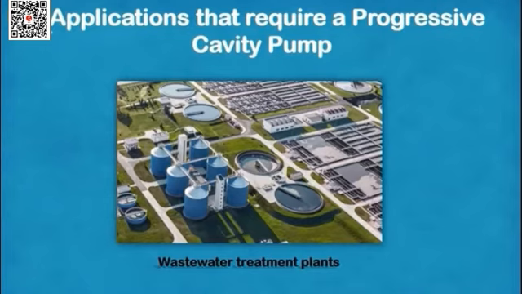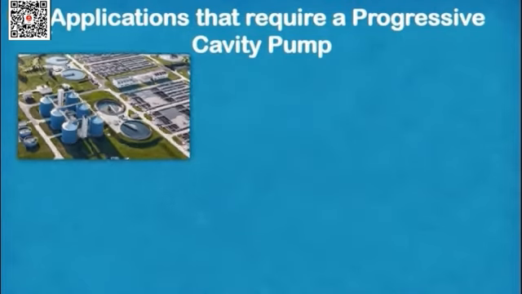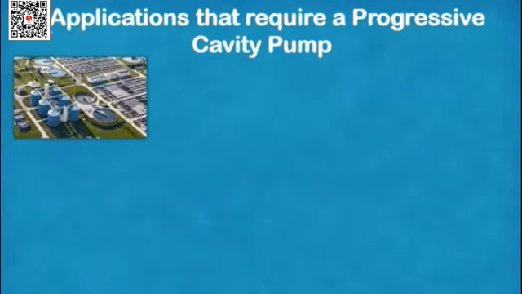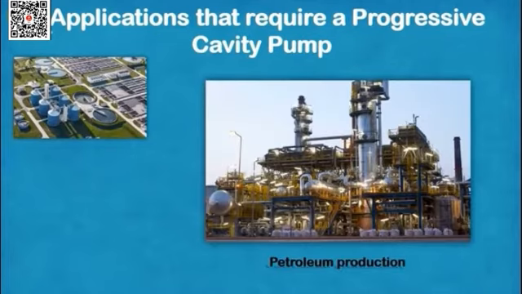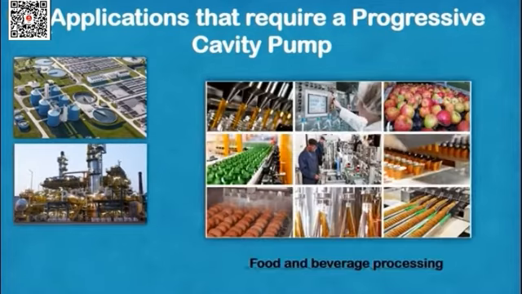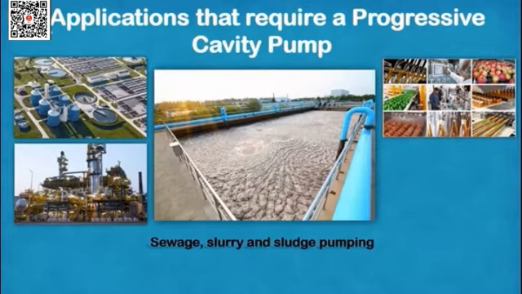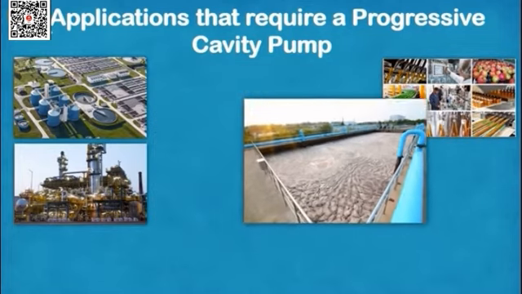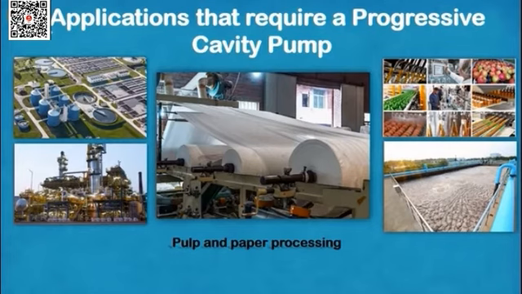Progressive cavity pumps are mostly used in wastewater treatment plants. They handle thickened and treated sludge transfer and polymer dosing. In petroleum production, the pump is used in cuttings transfer, drilling mud transfer and recovery, separator feed and crude oil transfer. In food and beverage applications, progressing cavity pumps can be designed to reduce the risk of contamination. The pump is also used in sewage, slurry and sludge pumping. In the paper and pulp industry, the pump is used in pulp transfer, recycled paper transfer and filler transfer.